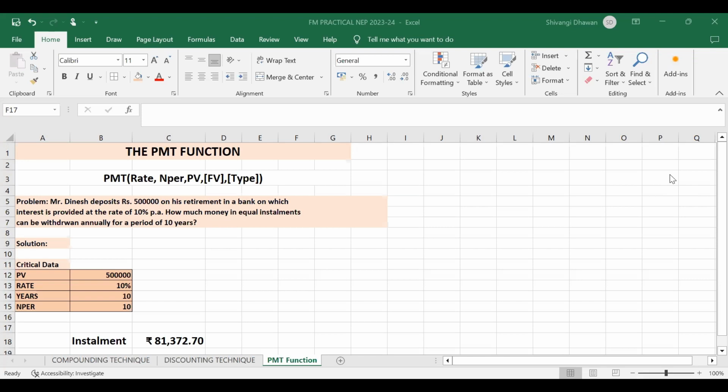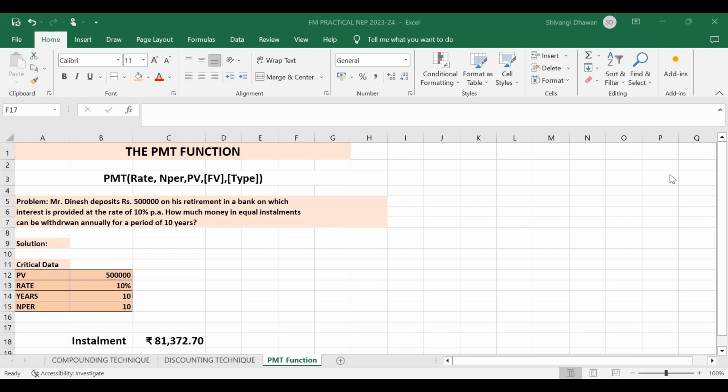In today's video, we will be discussing the PMT function. In our previous videos, we understood certain built-in functions in Excel spreadsheet like present value function, future value function, net present value function, and sum function. Today, we will be understanding a new function that is PMT, also known as payment function.